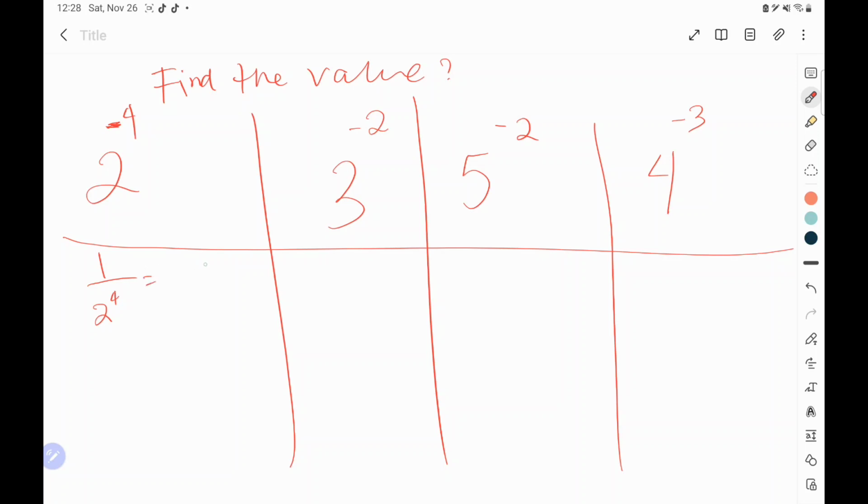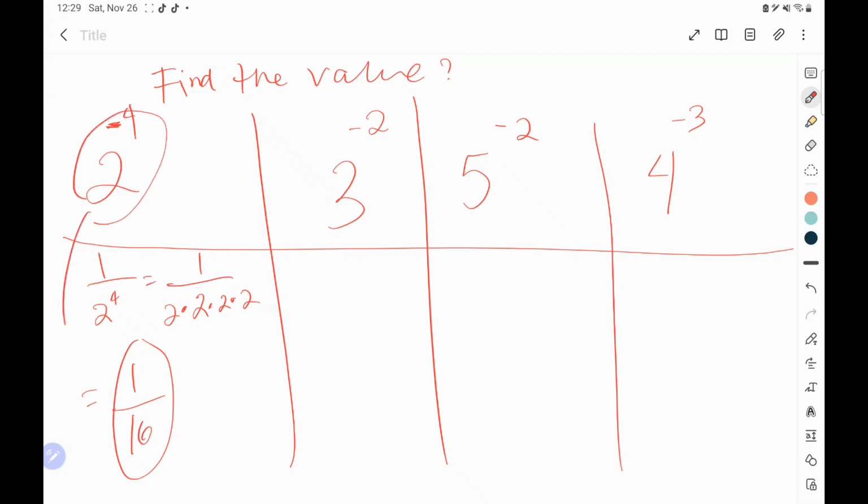So 1 over 2 to the power of 4 is equal to 1 over 2 times 2 times 2 times 2, because the exponent is 4, so you multiply 2 by itself 4 times, which is equal to 1 over 16. So the answer for this question is this, and that's the working solution.